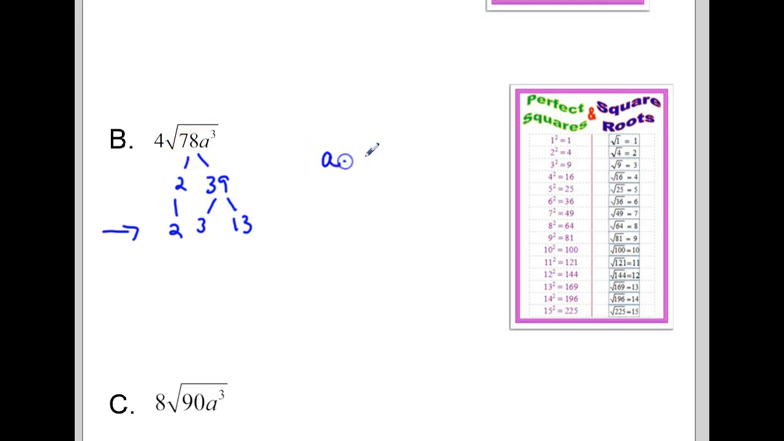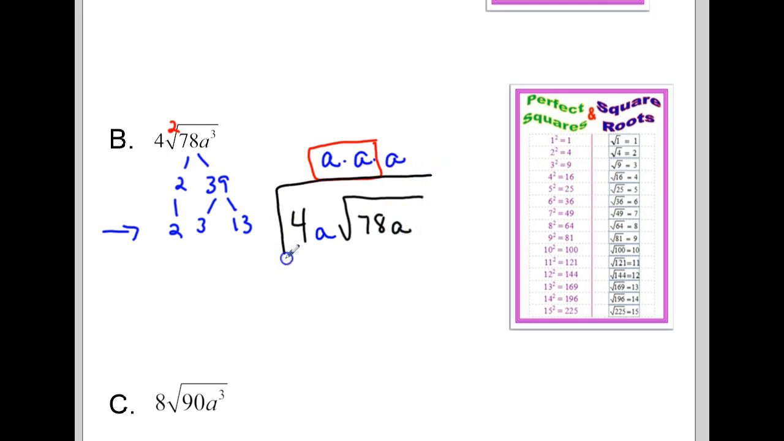However, a cubed means I have a times a times a. Since I'm looking for the square root, I can pull out 1a. So my answer is going to be the original 4 that's in front of my problem. I'm going to take out one of these a's. The pair of a's comes out as a single, and underneath the radical, I'm left with 78a. That is that number simplified.